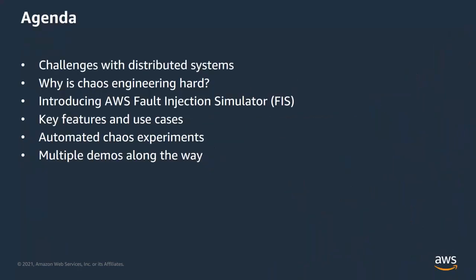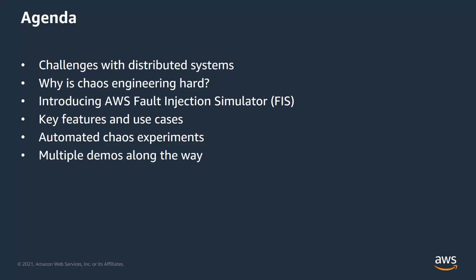I want to talk a bit about the challenges we see with distributed systems and why chaos engineering has emerged as a really great solution for dealing with the complexity and the uncertainty of these complex systems. So we're going to go through the challenges that we see customers face when they start their chaos engineering journey, because a lot of customers are using chaos engineering already.